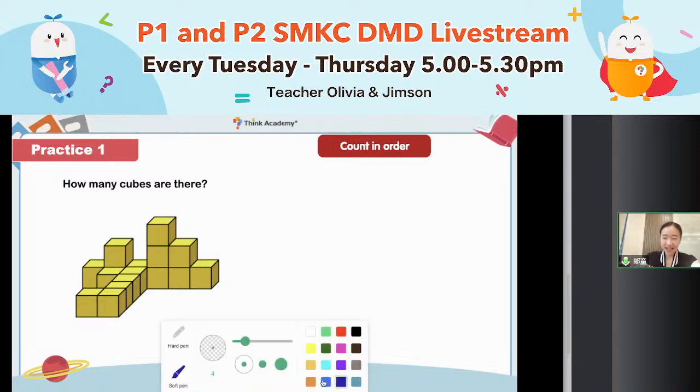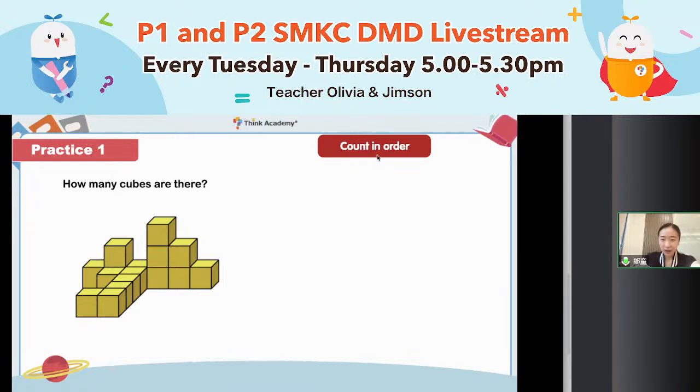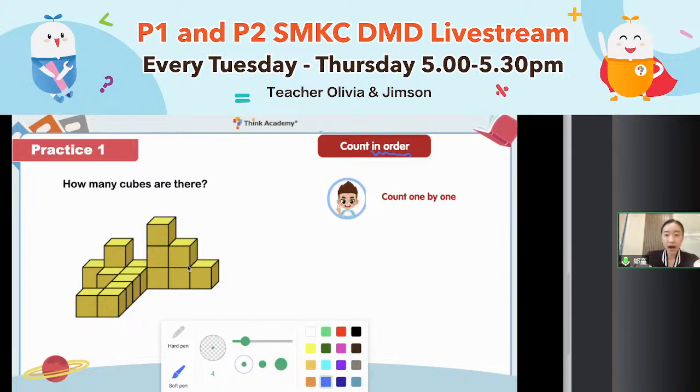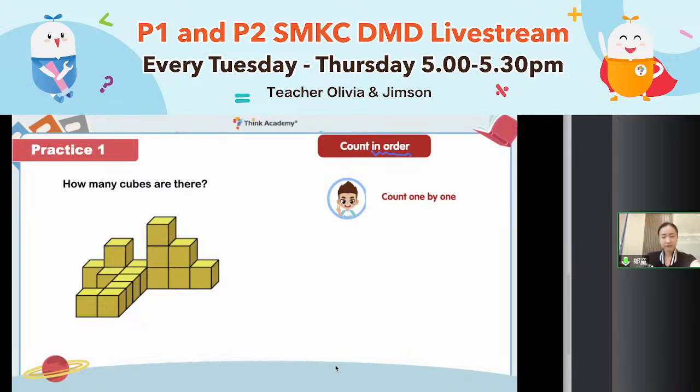Okay, no matter how you count, we have to count everything in order. Is there anyone who says, teacher, I count them one by one? Can we count one by one? Of course, yes. From left to right, maybe we count them one by one. And if I want to use a faster and easier way, can I also count them column by column?